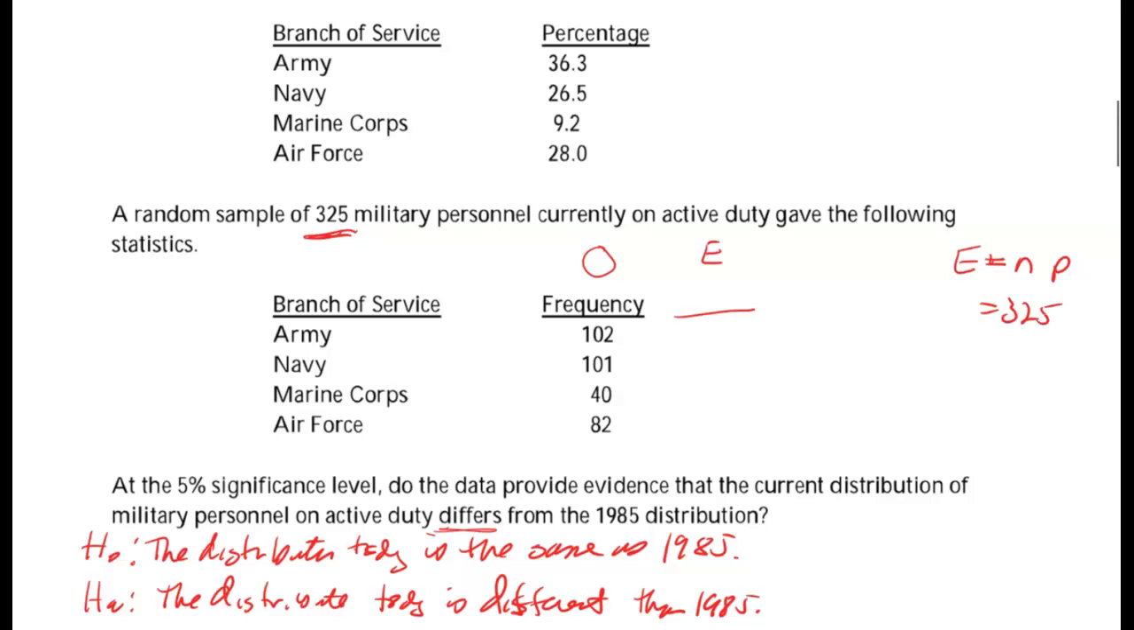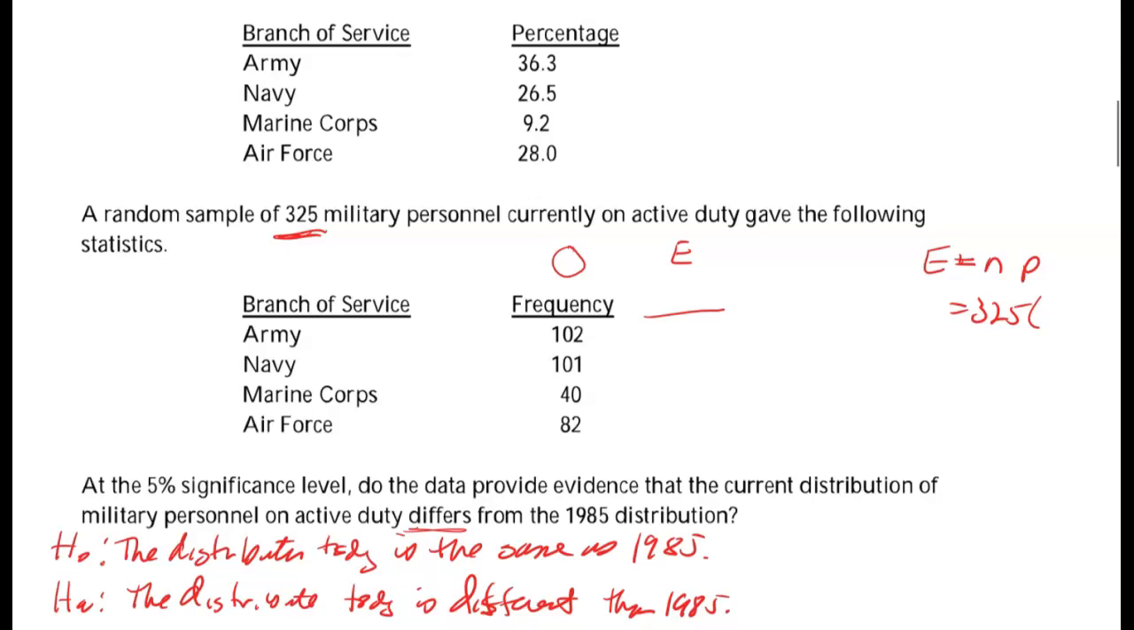So our expected values, well, for the Army, it would be 325 times, what's the percent? The percent was 36.3%. That's 0.363. So you're going to take 325 times 0.363, we would expect to see, taking it to 2 decimal places, 117.98. Obviously, we can't have a fraction of a person, but we're going to leave it that way for our math. And you're going to do that for each of them.